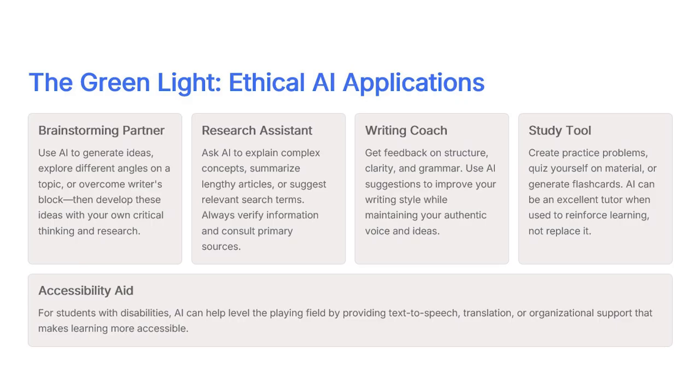Use it as a writing coach. It can give feedback on your structure, clarity, and grammar. You can use AI suggestions to improve your writing style while maintaining your authentic voice and ideas. If you've ever gone to the writing room at USC Aiken, AI can essentially do the exact same things, right? So if you've gone to the writing room, what are some of the common questions you've asked the writing room people?